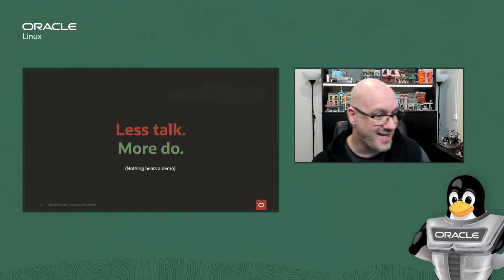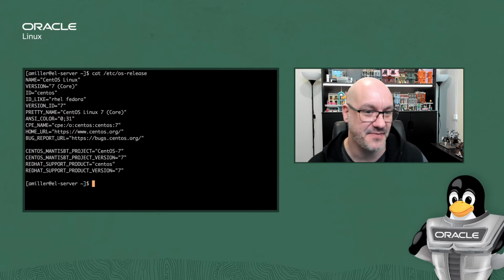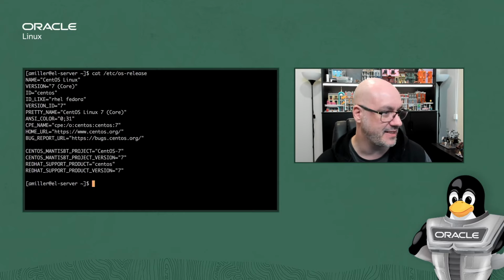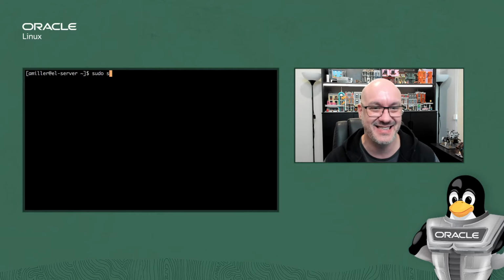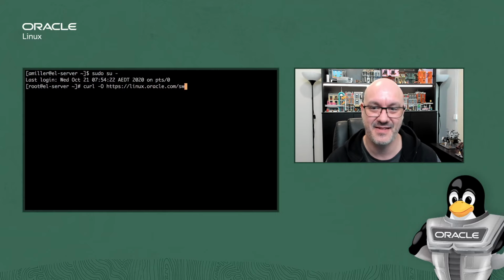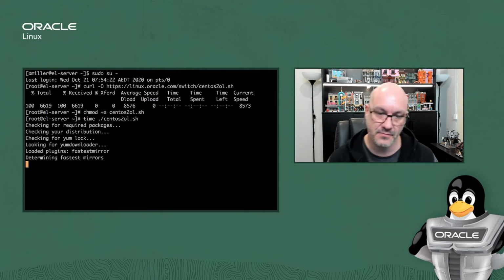I know folks like a demo, so let's get started with that. This is a CentOS box. So this is CentOS 7, running CentOS core, so it's a minimal install. This is our first demo. We're going to start off small, start me off light. Let's become root. I'm going to grab my script, make it executable, and I'll time it. I'm going to start running it.